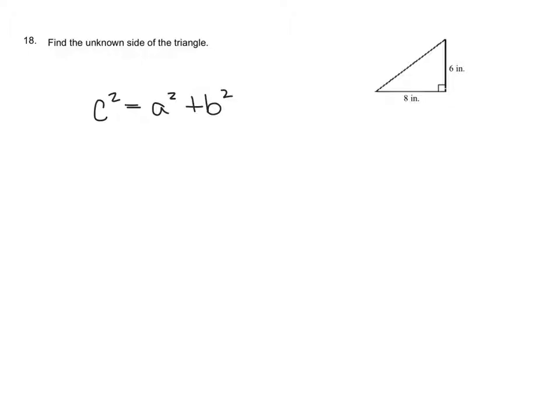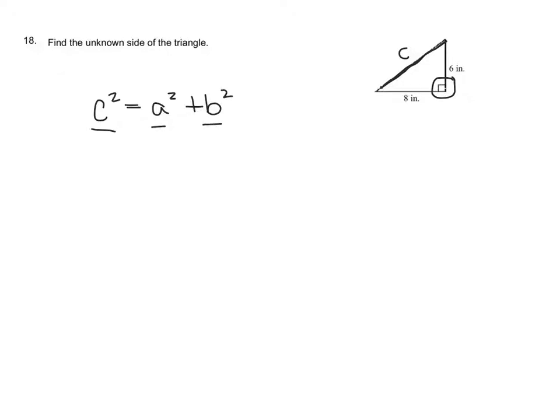Now remember, Pythagorean theorem can only be used on right triangles. That means that one of the angles in the triangle must be 90 degrees. Since this triangle is a right triangle, we can use this formula. Now C is always the hypotenuse of the triangle, which is usually that diagonal line. For this triangle, this is the hypotenuse, and we'll label that C.